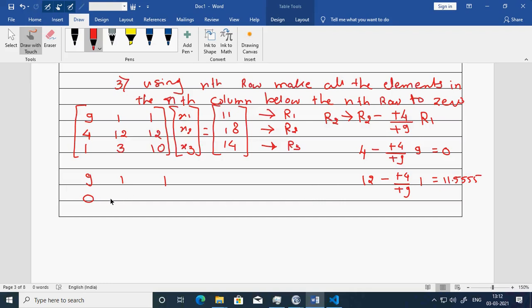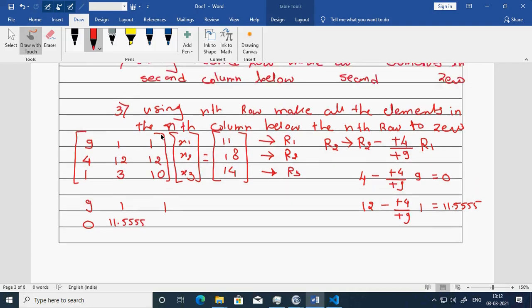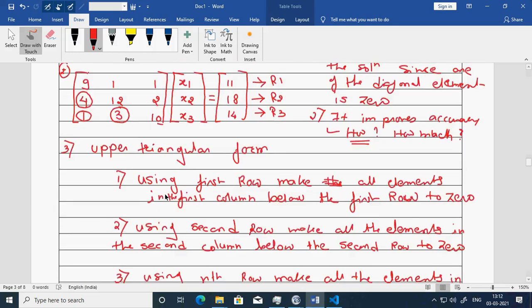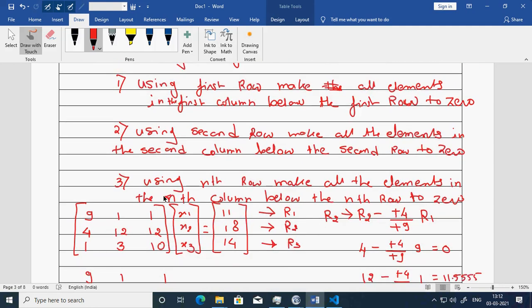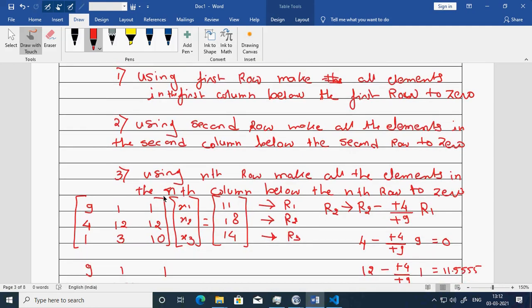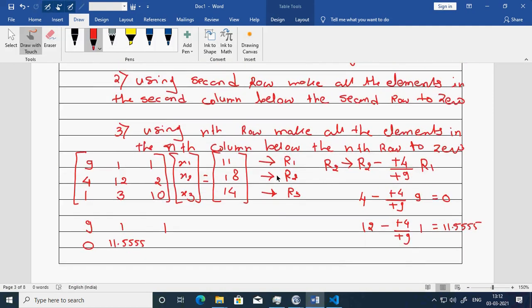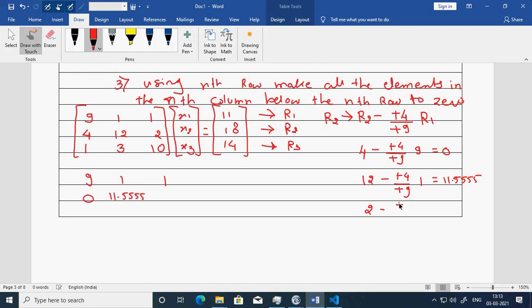Okay, so I can write here 11.555. So next is 12. Okay, now how to make 12? 2, not 12. Okay, so I just erase it. Okay, so next is R2 is R2 minus plus 4 by 9 R1, and R1 is 1.